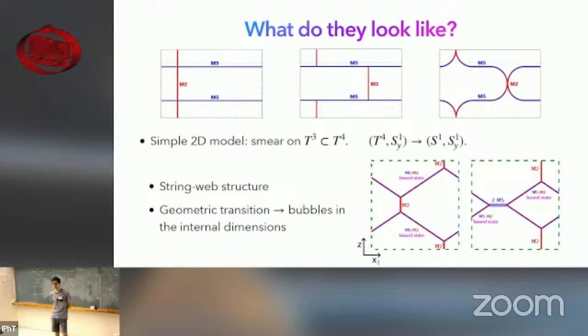Yeah, so this solution has wiggles. You know, you go on... this is one of the T2 directions. You go and you bump into an M2. You go more, you bump into another M2. And then you go more, you bump into another. So you just have bumps.